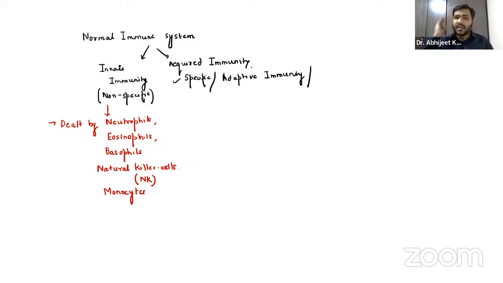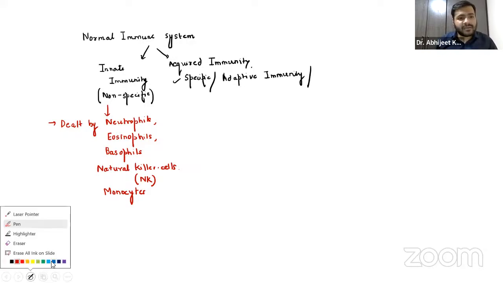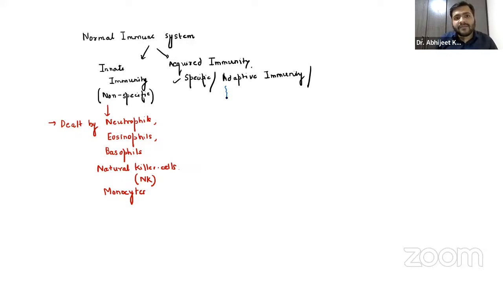Now, on the contrary, remember, beta, the adaptive, the acquired immunity or the specific immunity is dealt by certain cells. And remember, these are nothing but the lymphocytes, right? The B lymphocytes, the B cells, the T cells. B lymphocytes and T lymphocytes are there. We have the antibodies which are participating over here, right?